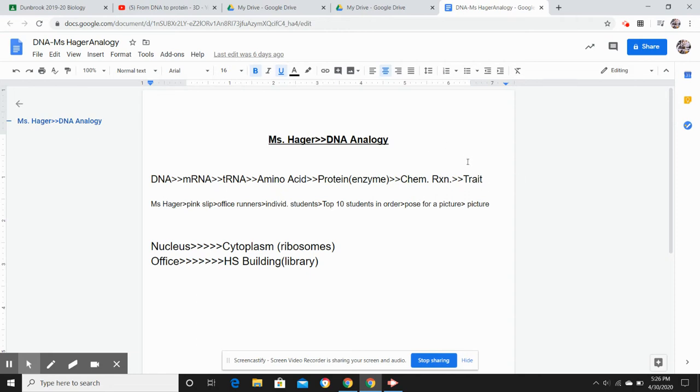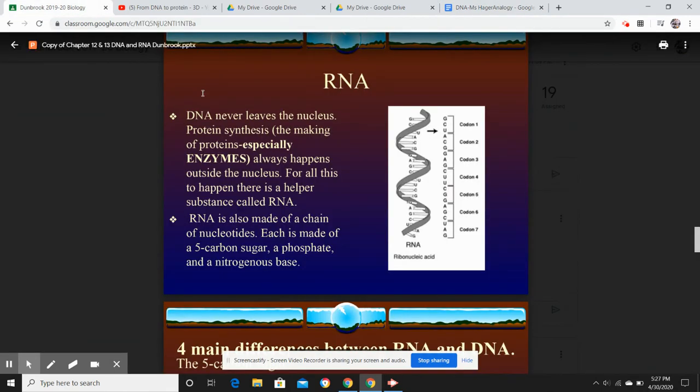So keep this analogy in mind. Miss Hager to the top 10 picture, just like DNA ultimately building whatever trait we're looking to build or make, okay? All right, so that was transcription. RNA, we did a quick comparison of RNA and DNA. Of course, RNA is only single-stranded, while DNA is double-stranded.